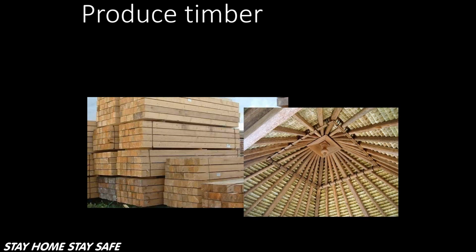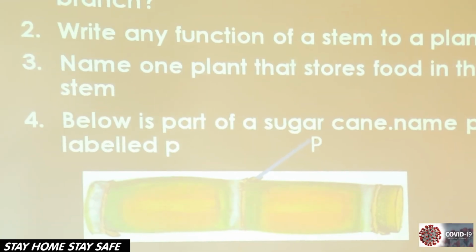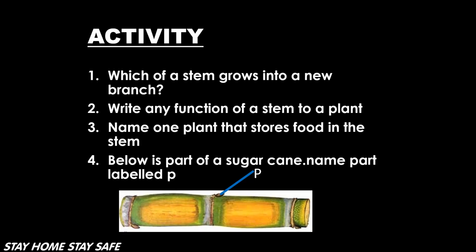So my children, have a look at that. You see the pieces of timber here? Are you seeing the roof there? Those are stems, that's wood. You see the people how they are going to get money out of that, the stem they have already cut there. They are taking the stem to the market for sale, and that is food, of course. That's man rather. Okay, so my children, I'm leaving the very simple activity this time.